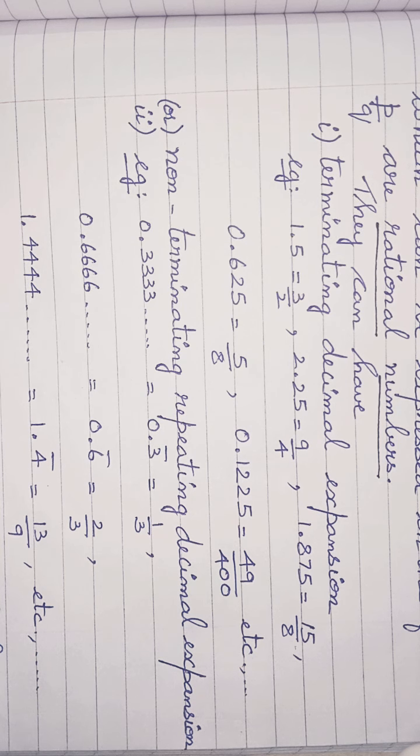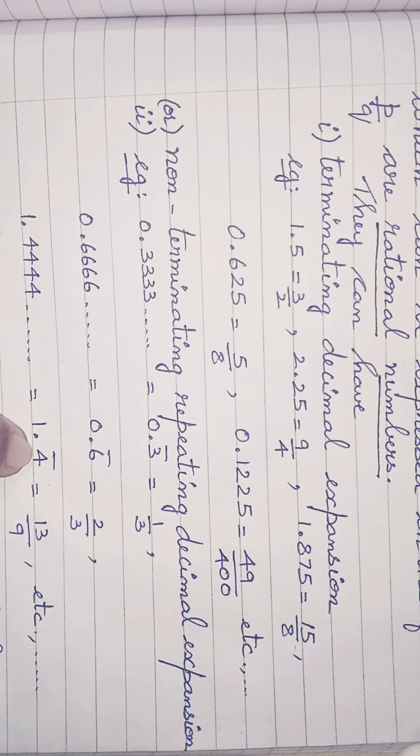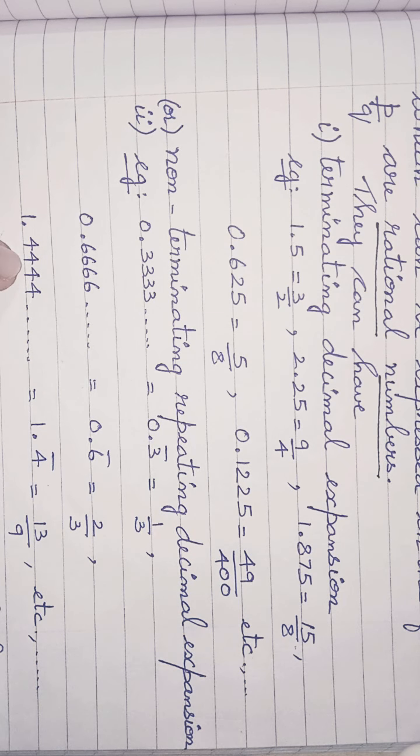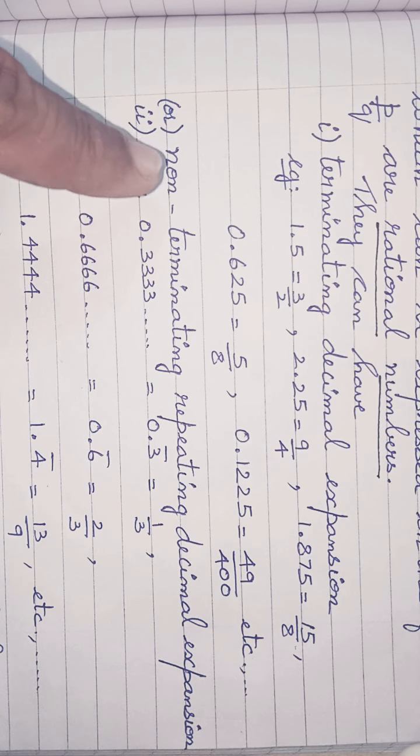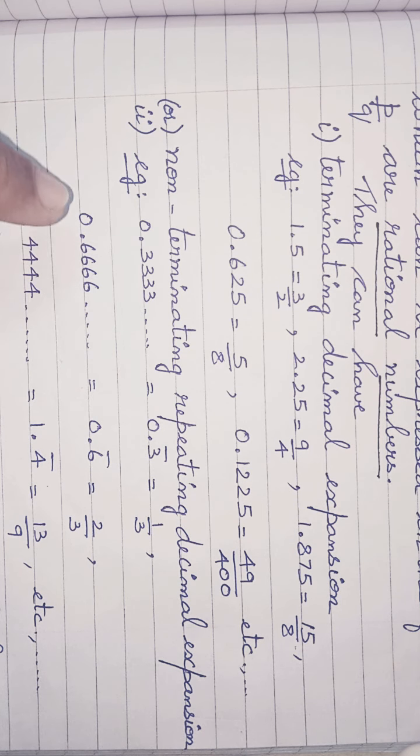You can see one number here, 1.4444. That 4 alone is infinitely continuing, that is an infinite number of times. It can be written as 1.4 bar. The meaning is that number 4 alone is continuously repeating again and again. Now you can see that this number can be written in p by q form as 13 by 9. So I have given you 3 examples of how a non-terminating repeating decimal expansion will be.